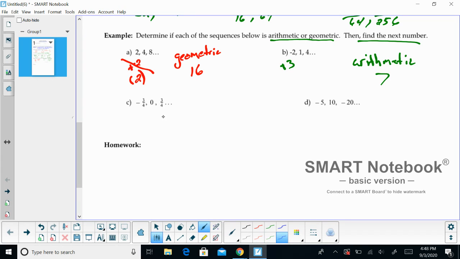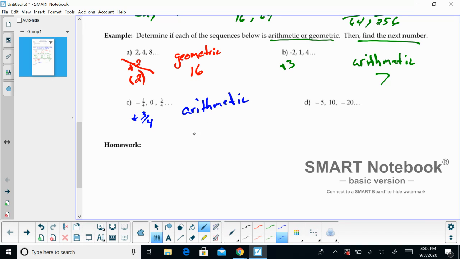Down here, example C, what can I add to get from -3/4 to 0? I would add 3/4, right? -3/4 plus 3/4, that'd be 0. Plus a 3/4, hey, that's 3/4. So this must be arithmetic.